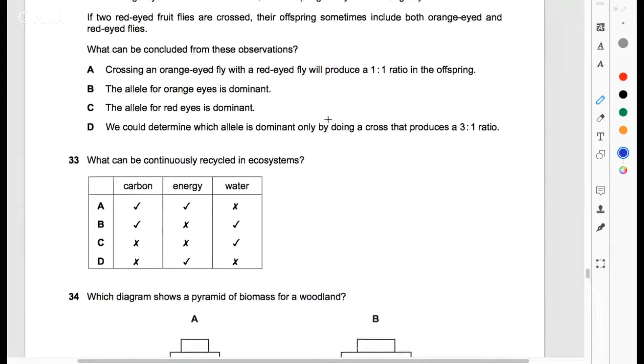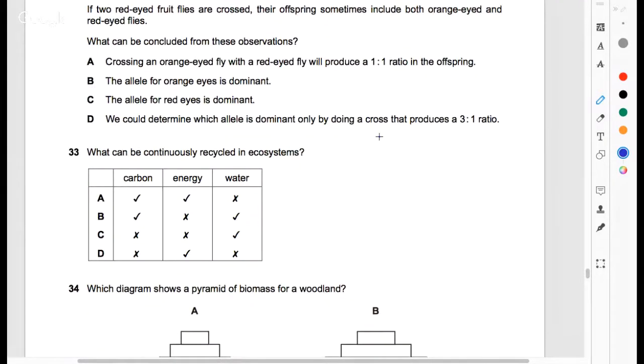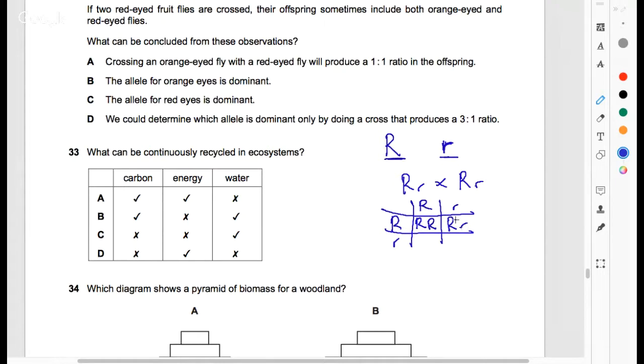The only way we have this is if we crossed, say, and I'm going to say that the gene big R represents red eyes, and the gene little r represents orange eyes, the phenotype orange eyes. If big R is dominant to little r, and we cross a big R little r fly with another big R little r fly, then drawing our Punnett square, big R big R would be a red-eyed fly, big R little r would be a red-eyed fly, big R little r would be a red-eyed fly, and then little r little r would be our orange-eyed fly. So one in four, when you have two heterozygous parents, will have orange eyes.